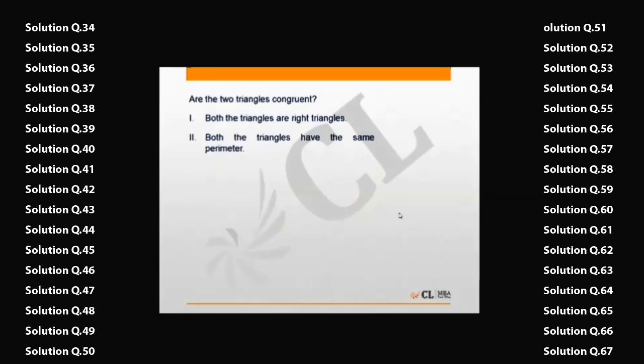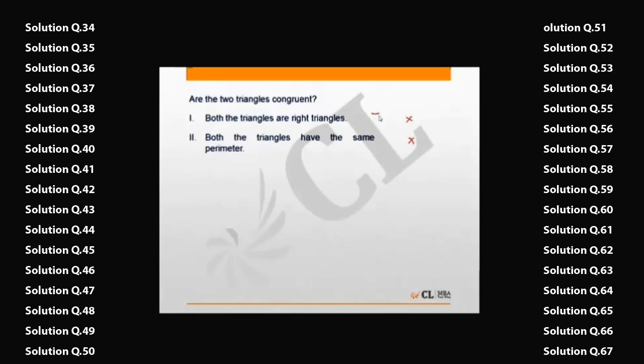In this question, we have to find out whether the two triangles are congruent. Both triangles are right angle triangles does not give enough information about the condition for congruency. Both triangles have the same perimeters. It doesn't tell us anything about the two triangles, whether congruent, similar, or we don't have any other information. So this cannot be true.